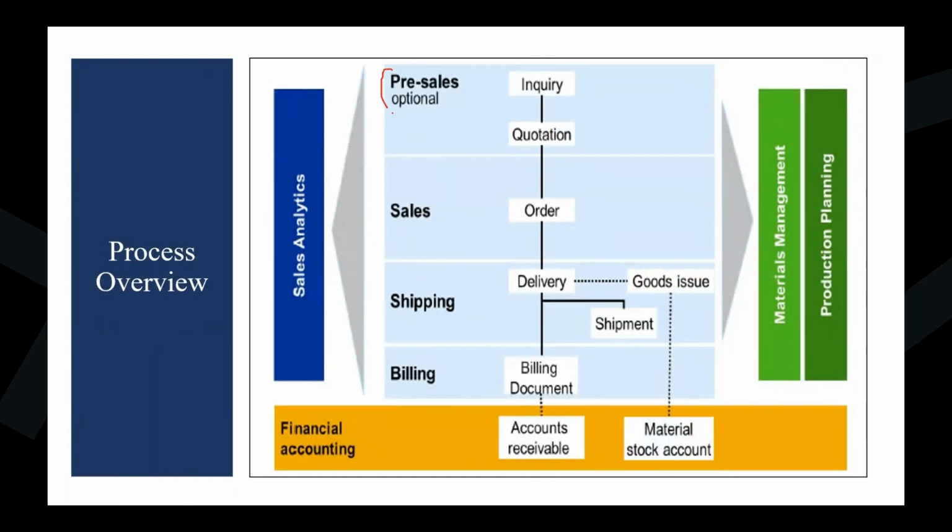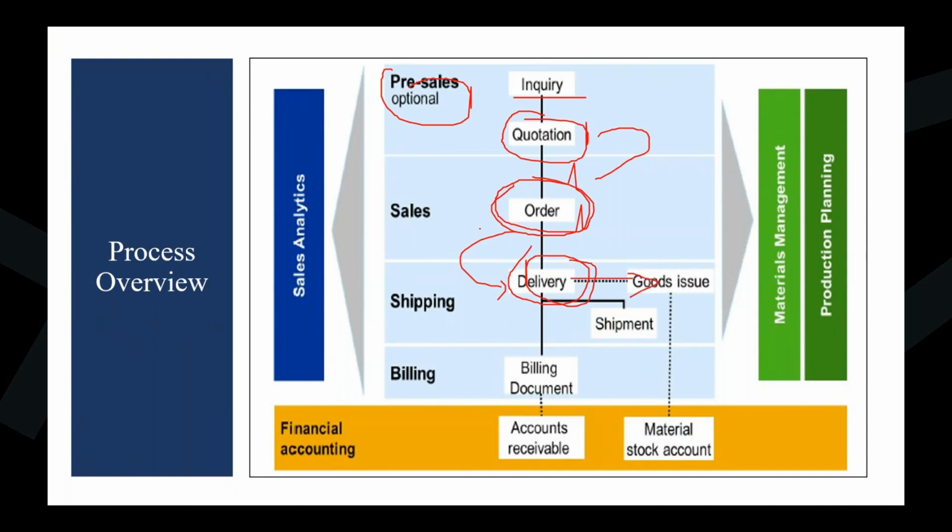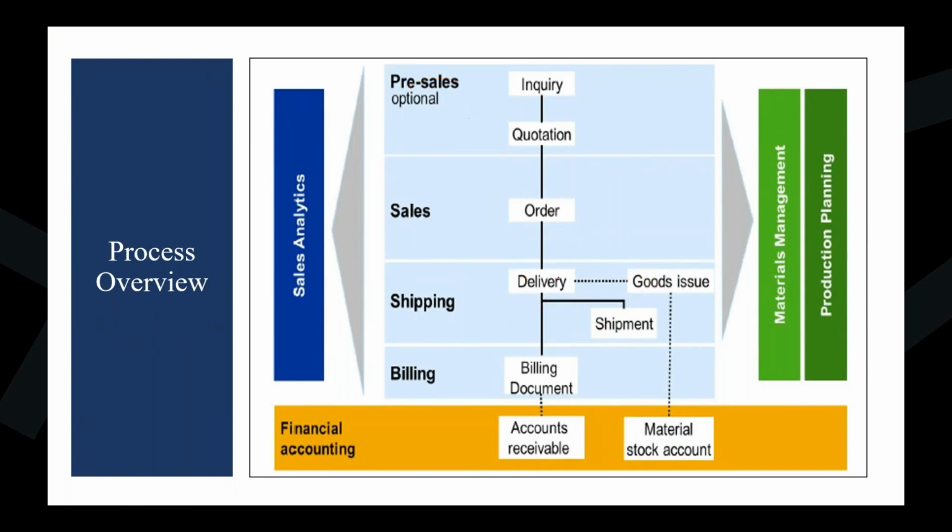In the pre-sales phase, first you have an inquiry, and after that you provide a quotation to the customer. Once the customer says he is okay with the quotation, you create the sales order. Once the sales order is created and your product is ready for delivery, you create an outbound delivery, followed by the goods issue. Goods issue means delivering the product to the customer. So today we are covering this process, basically this shipping phase.